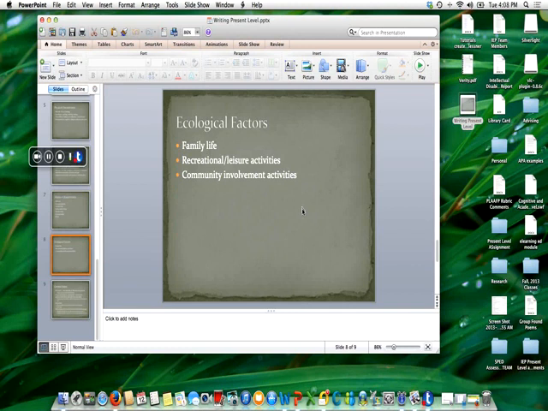So, and also what about community involvement activities? Do they take swimming lessons? Do they do just for fun type of program in the summer? Are they in soccer or hockey or gymnastics or any of those things? So it just talks about that.